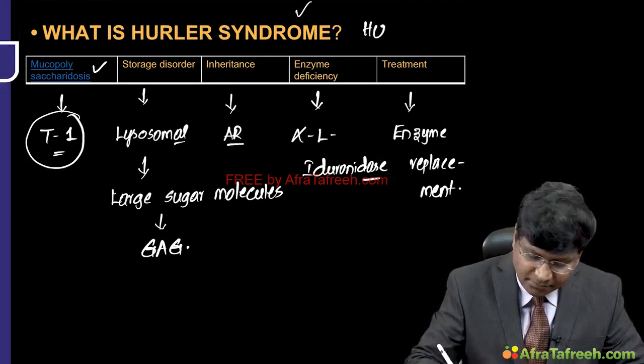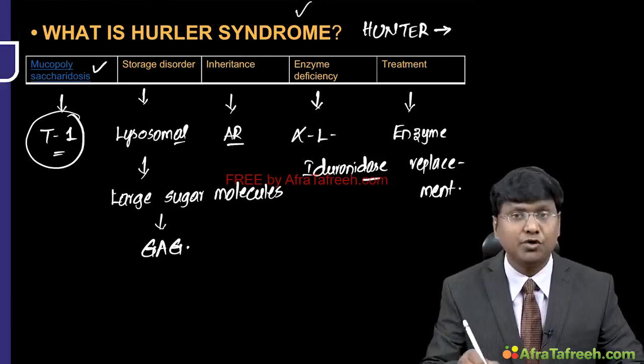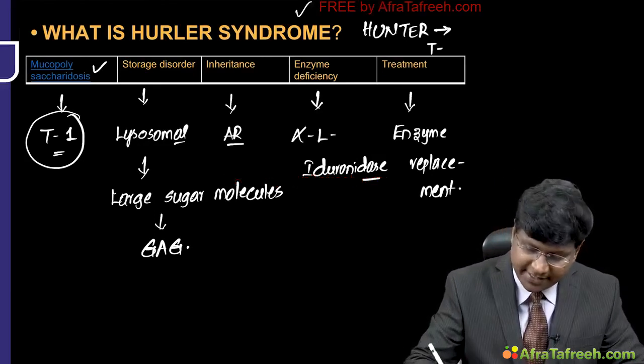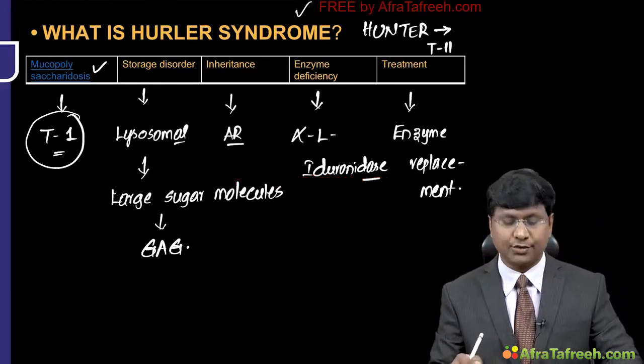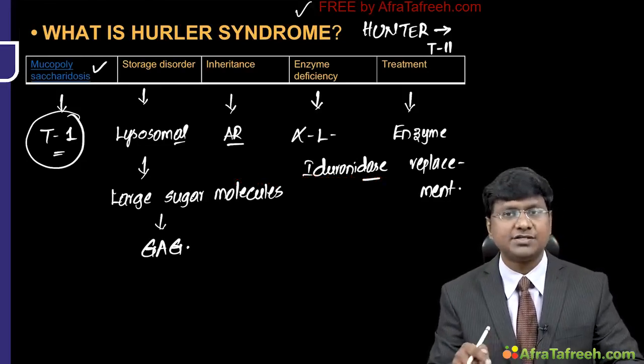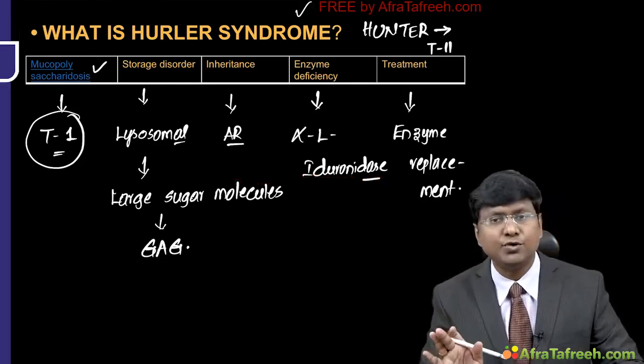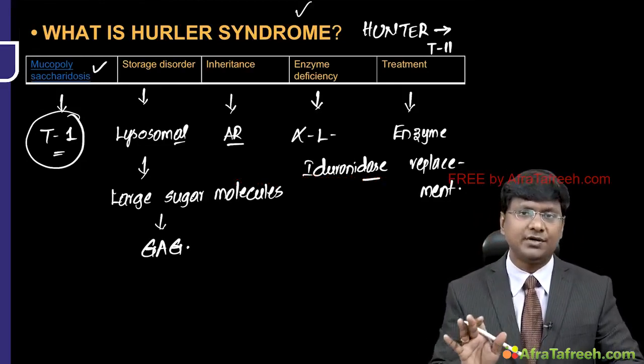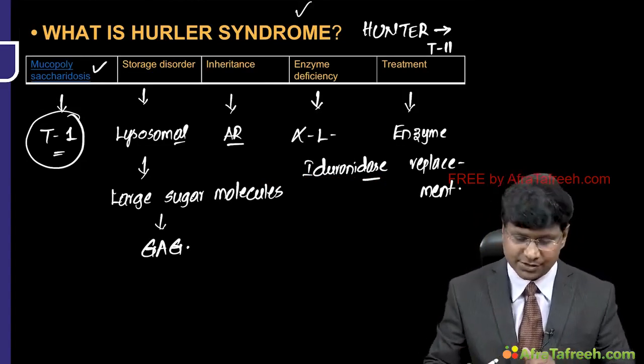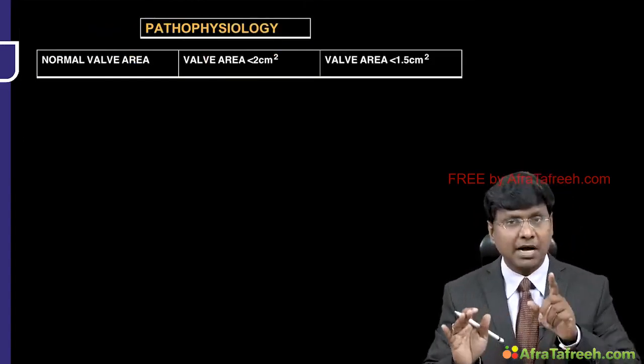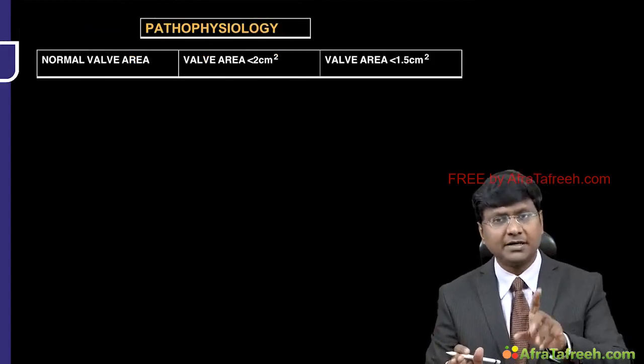This Hunter syndrome is also a form of the mucopolysaccharidosis, but here it is type 2 mucopolysaccharidosis, whereas Hurler syndrome causing mitral stenosis will be type 1 mucopolysaccharidosis. These are all the etiologies that will be causing the mitral stenosis, right? Among these, the most common cause will be rheumatic fever.